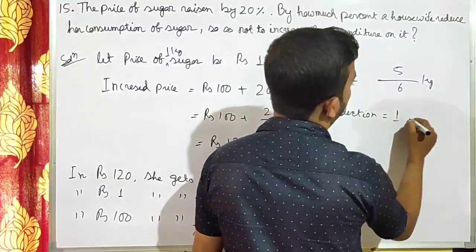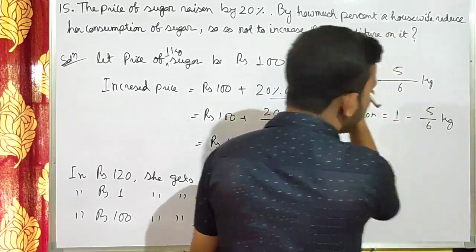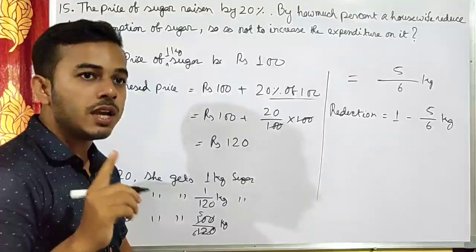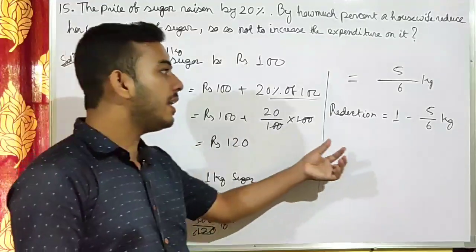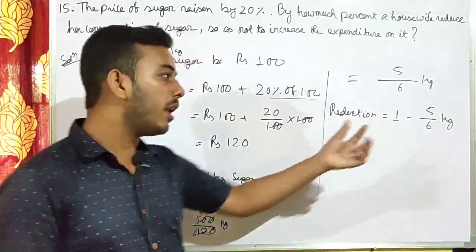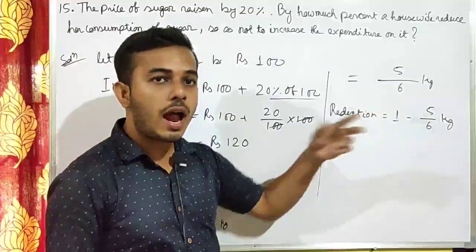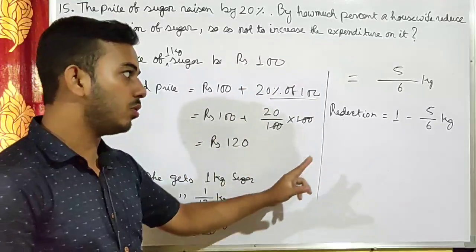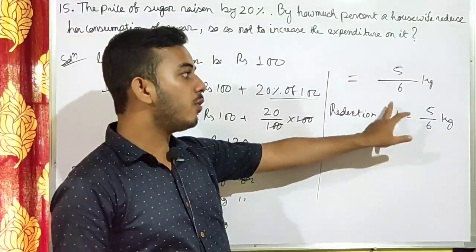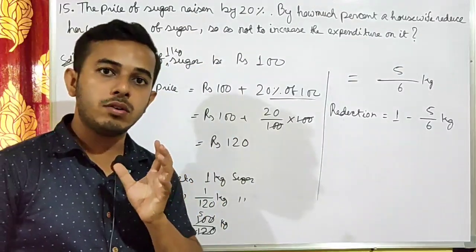Reduction equals 1 minus 5 by 6 kg. Earlier the cost of 1 kg was rupees 120. Earlier they used to take 1 kg sugar, now they are taking 5 by 6 kg, isn't it? Earlier with rupees 100 they used to take 1 kg sugar. So we have written earlier one minus present one, and we will get the total amount reduced.